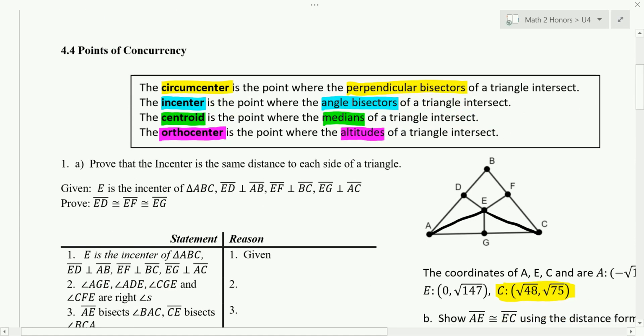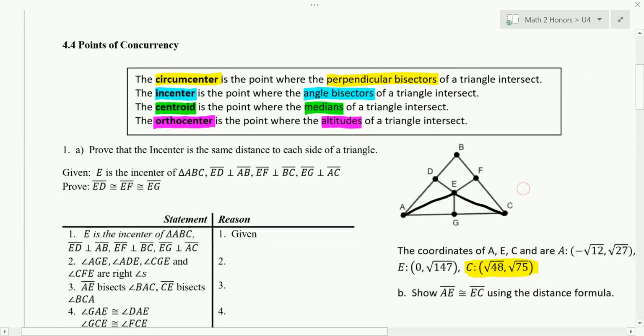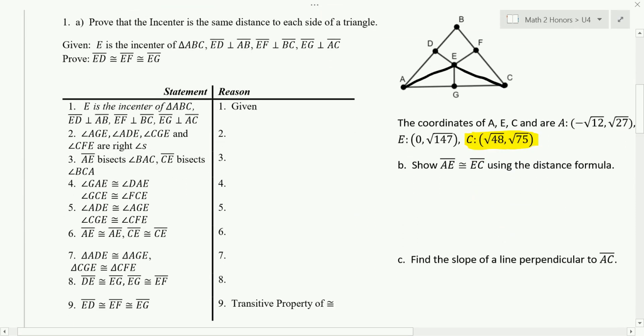So let's do number 1 together. Your homework is going to be to do the 4 problems, but I'll do one with you. Take a minute and work ahead of me on the proof. See if you can start to fill in some reasons.